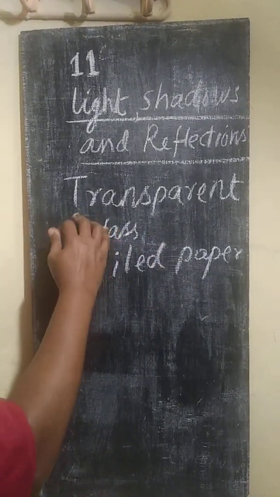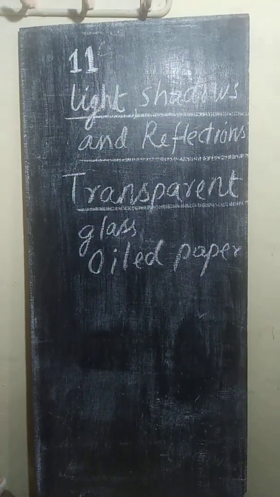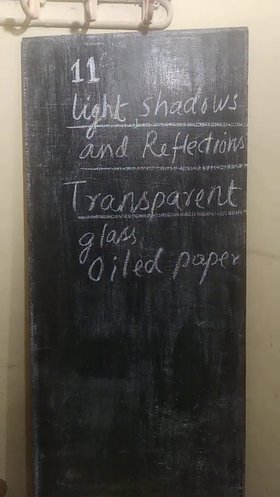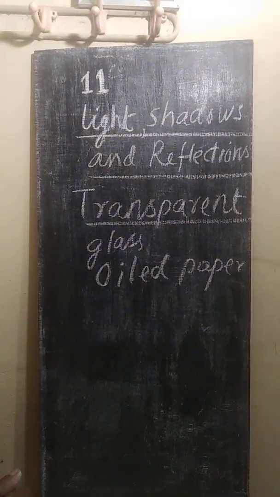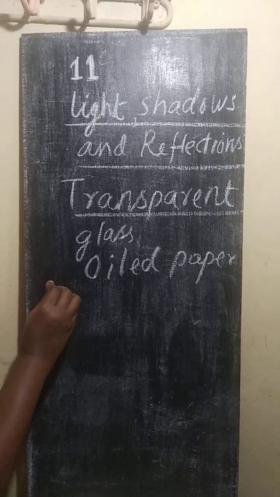This is called a transparent object. Examples are glass, oiled paper, etc. Tracing paper is also an example of transparent paper. Okay, and the next type is called translucent.